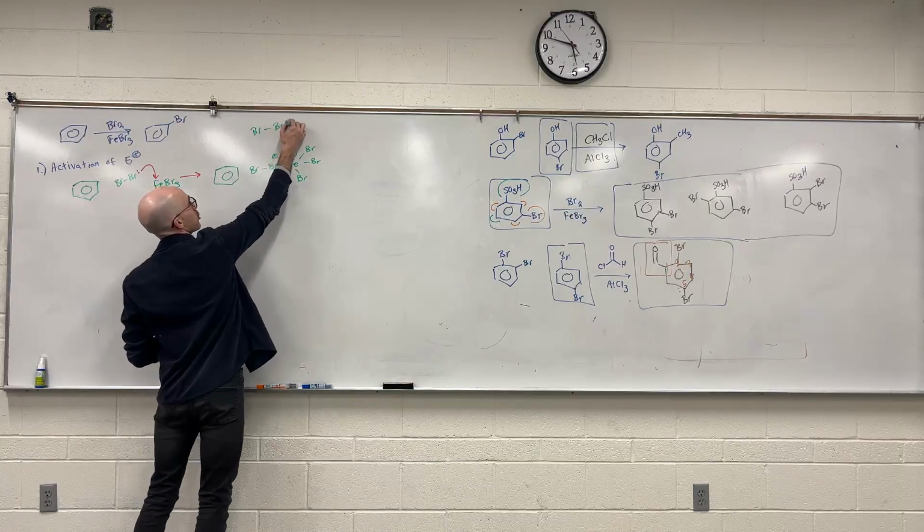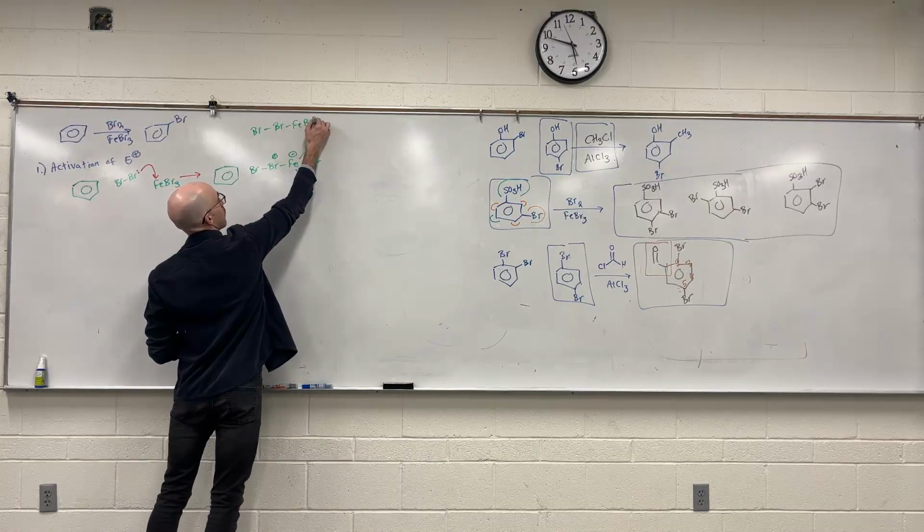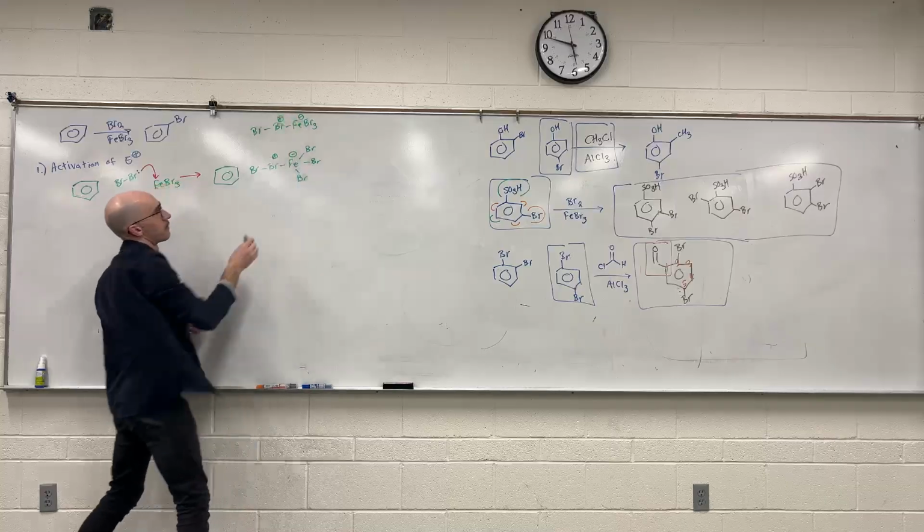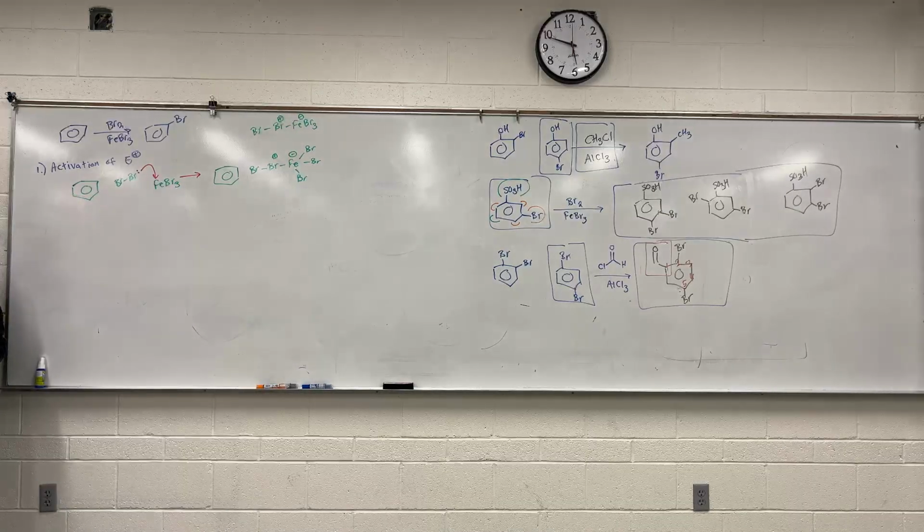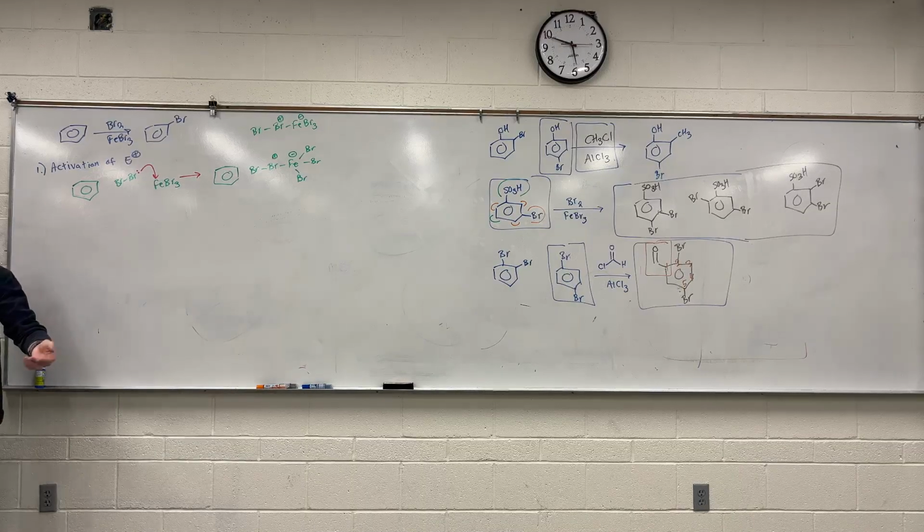There's two different ways you can show this iron complex. Some people like to show it with all of those bromines explicitly shown. Some people like to just keep it as FeBr3. Since Br has accepted electrons, negative charge. Since bromine has shared electrons, positive charge.